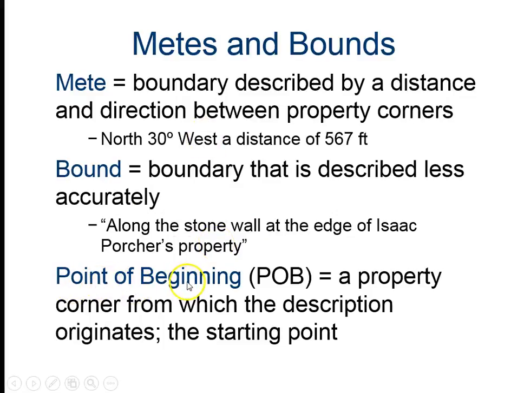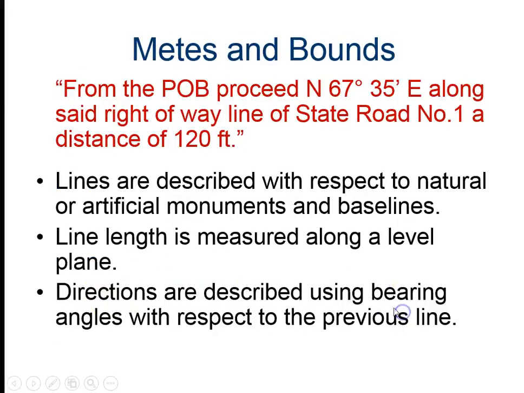And then we also need a point of beginning. That's the corner of the property that we're describing. So for instance, a description might be like this. From the point of bound, whatever that place is, proceed north 65 degrees 35 minutes east. This 35 minutes is just part of this. Instead of going 65.124, this is how they write it. You don't have to convert, so don't worry about that part. Along said right-of-way line on State Road number 1, a distance of 120 feet. Basically, it's telling us directions and descriptions. You'd have to have a map of this to tell exactly where that is.